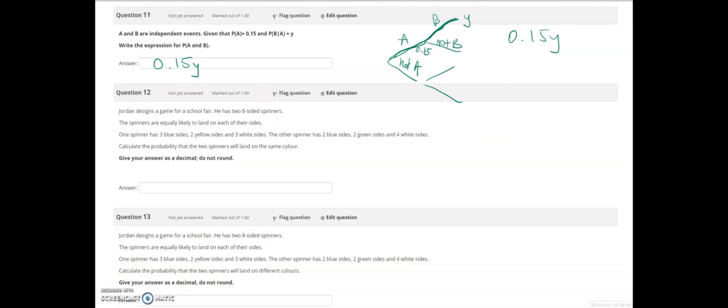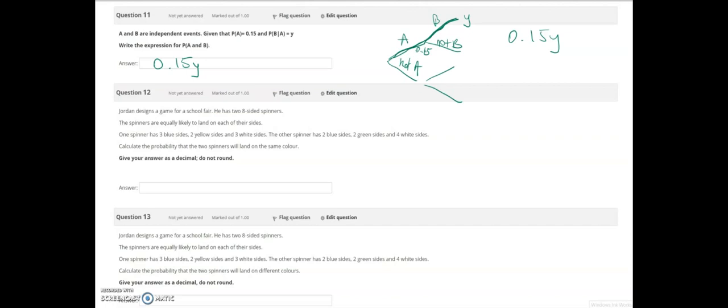Question number 12. Jordan designs a game for a school fair. He has two 8-sided spinners. The spinners are equally likely to land on each of their sides. One spinner has 3 blue sides, 2 yellow sides, and 3 white sides. The other spinner has 2 blue sides, 2 green sides, and 4 white sides. Calculate the probability that the two spinners will land on the same color. Give your answer as a decimal, do not round.